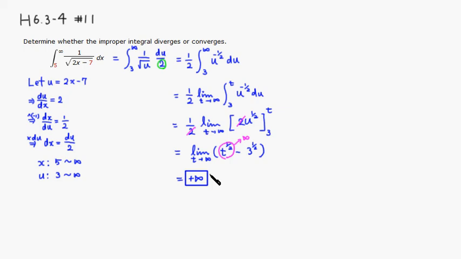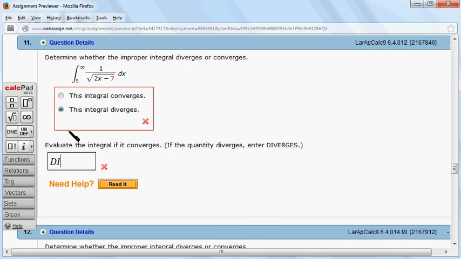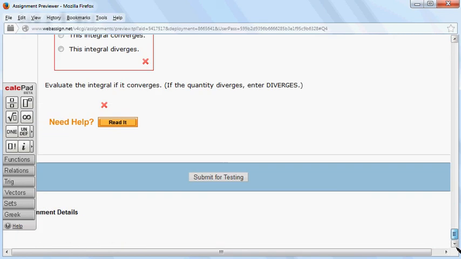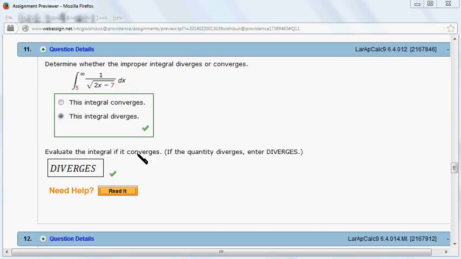Alright, so let's type it in. We know that the improper integral diverges, and I guess we have to type in diverges. Alright, let's check the answer. It came back and looks like we got this one correctly.